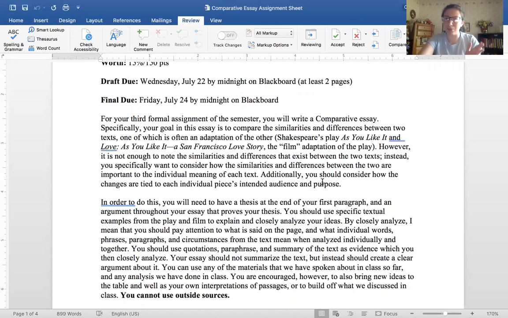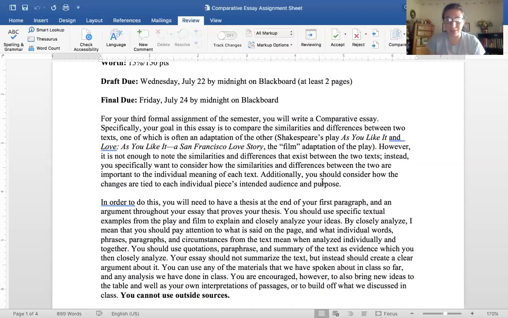Film, kind of loosey-goosey, because I don't know that it was released anywhere except for on YouTube. However, and this is really key, it is not enough to note the similarities and differences between the two texts, right? You can't just say, oh, Orlando and his brother are of a different race in the San Francisco love story version. Okay, why?